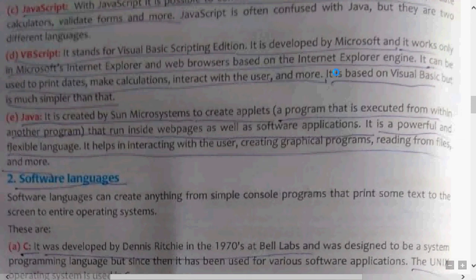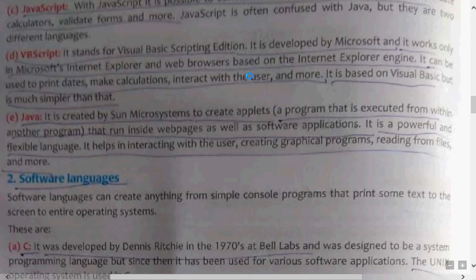Now let's come to VBScript. VBScript is developed by Microsoft Corporation especially to work in Internet Explorer. It can be used to print dates, make calculations, interact with users and more. It is also a scripting language, so its uses are the same as JavaScript.